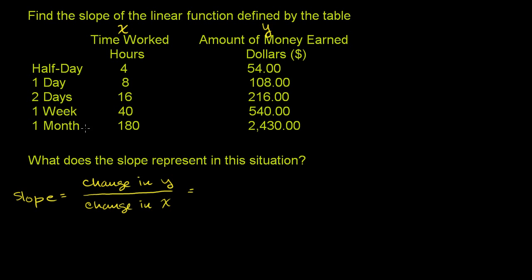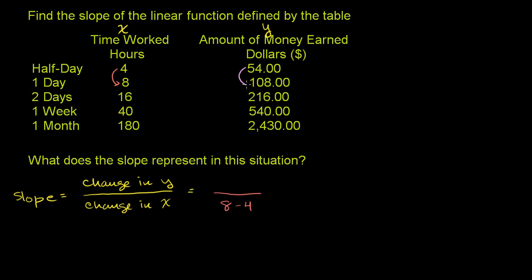So let's say when I go from 4 to 8 hours, my change in x is going to be what? If I go from 4 to 8, my change in x is going to be 8 minus 4, or 4 hours. Right? So this is going to be my change in x. I'm just picking these 2 points. I could have picked 4 and 40 if I wanted, but the math would become more complicated. But how much does the amount of money earned change if I go from 4 hours to 8 hours?